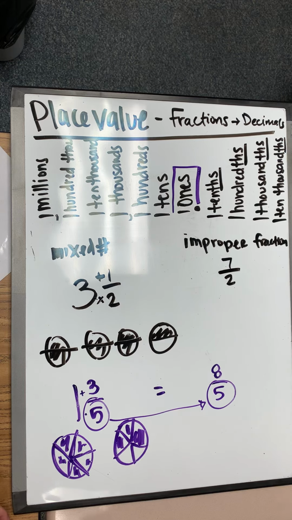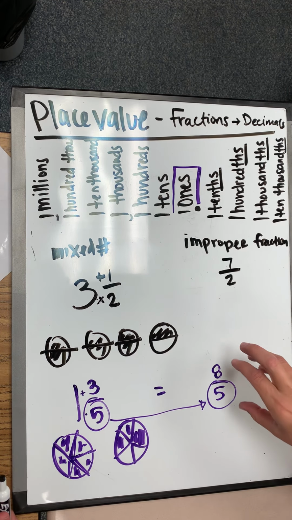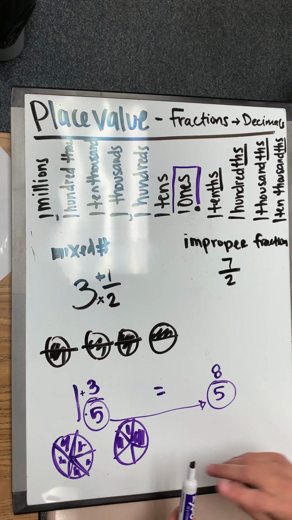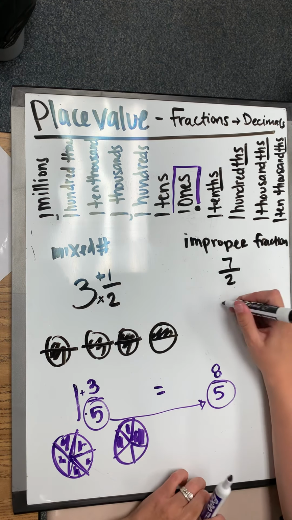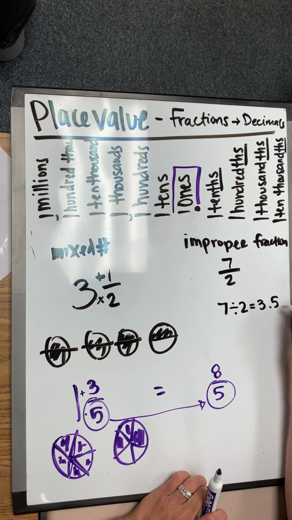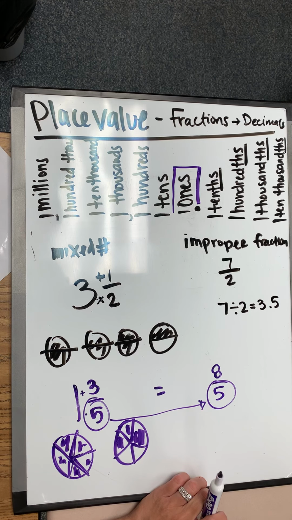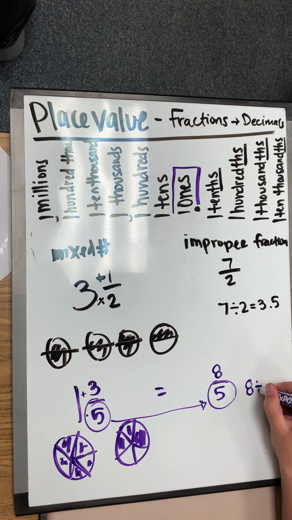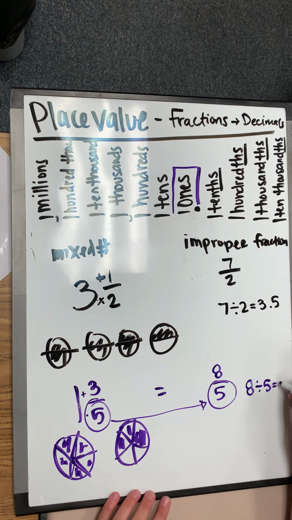The next part that I want to go over with is whenever you guys are taking it from a fraction into a decimal, it's always just top divided by bottom. So in this case, we would go 7 divided by 2, and we would get 3.5, all right? In this case, we would go 8, because it's our top, divided by 5, and we would get 1.6.